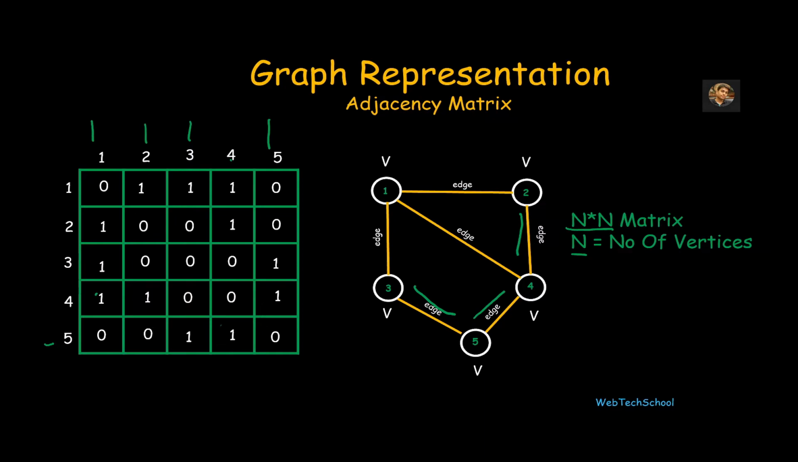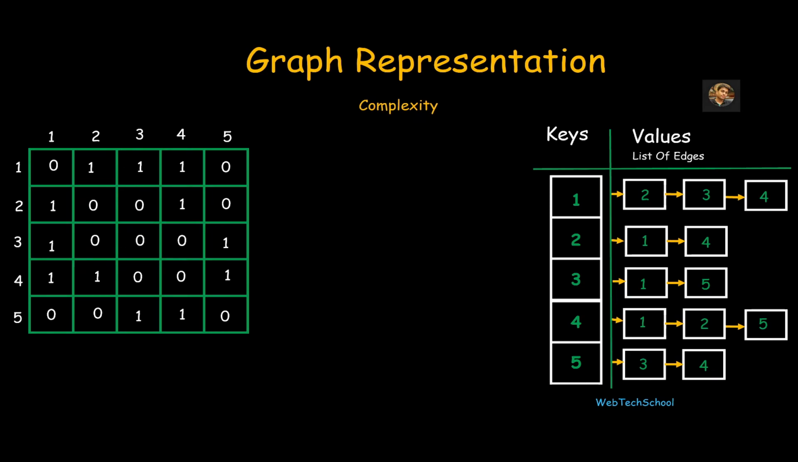For a weighted graph, instead of storing only the value as 0 and 1, we can also store the weight information in a matrix cell. Now that we have looked at both the approaches, let's look at the time complexity for doing some of the basic operations, as well as the space complexity associated with both the approaches. On the left hand side, we have the adjacency matrix, and on the right hand side, we have the adjacency list representation of a given graph.